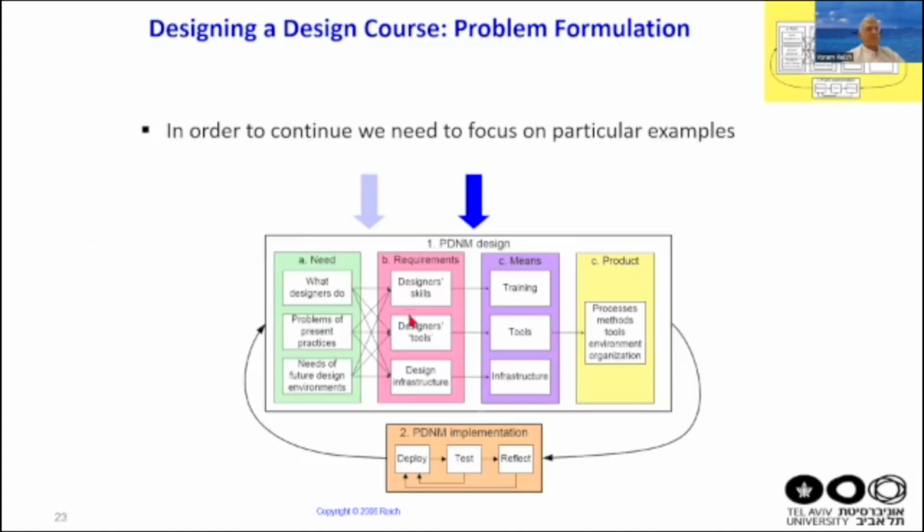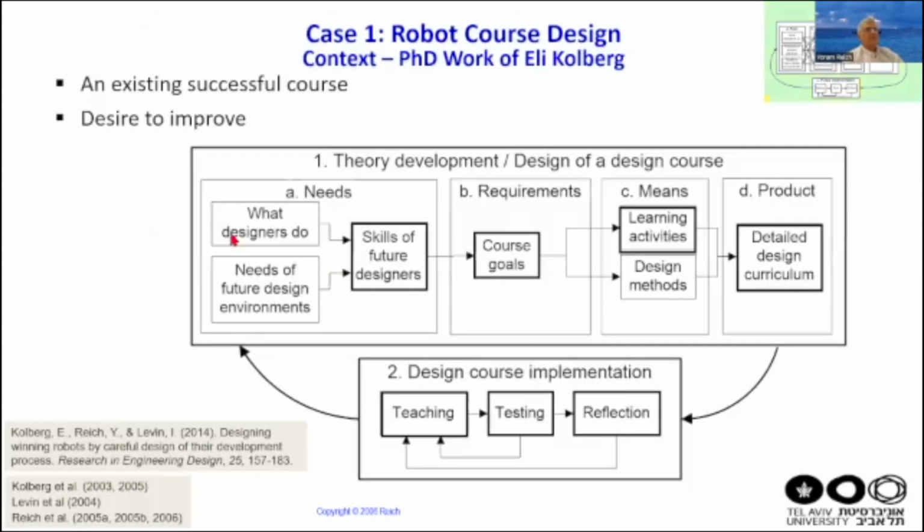Okay, the next thing is to go from requirements and to find means. So in order to do that, we need to dive into a particular example, which is the robotics course. So let's go on. Now, the diagram is slightly different, but it's the same thing: needs, requirements, means, product, and then implementation. Okay, so we want to go through these.